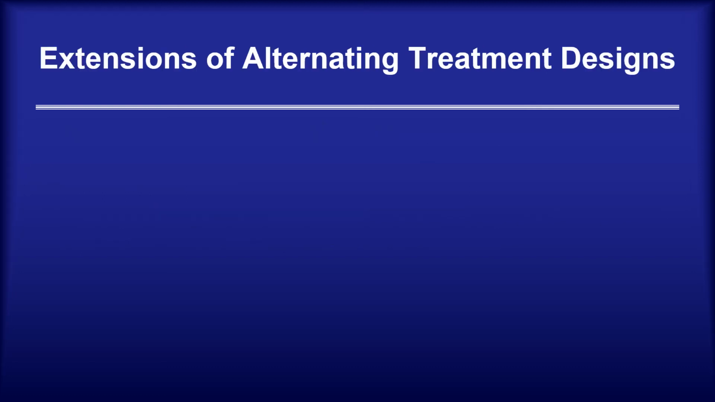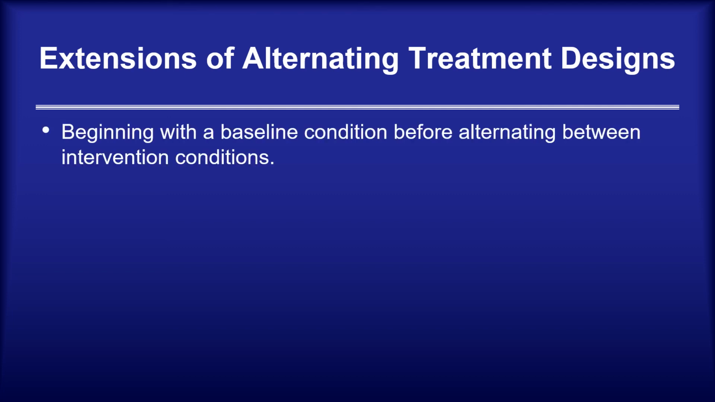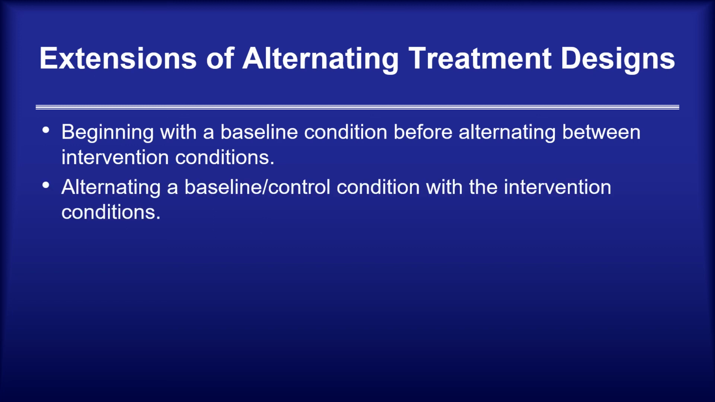We'll discuss many ways in which you can adjust experimental designs to suit your needs in a later module, but to start out, here are some basic variations on the alternating treatments design. Firstly, you could begin with a baseline condition before alternating between intervention conditions. By starting with a longer baseline condition like you would in a reversal design, you could compare your intervention's effectiveness to that of the original performance.